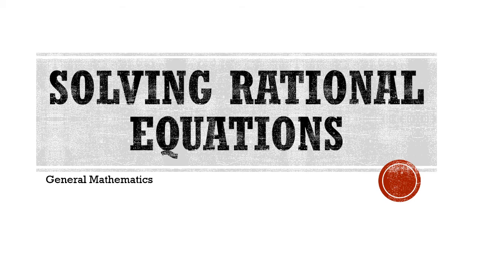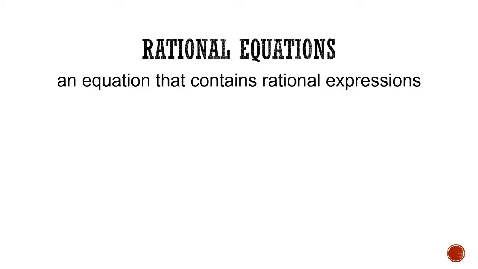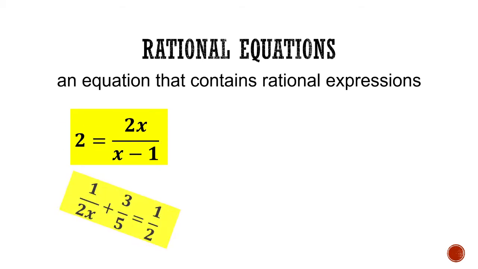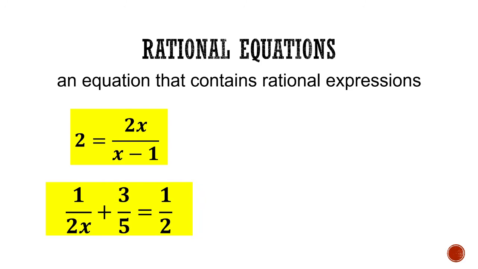But first of all, what is a rational equation? Well, a rational equation is an equation that contains rational expressions. This one here is an example of a rational equation. It contains a rational expression in an equation. So kapag ka-equals yan, then that is an equation. This is also an example of a rational equation.